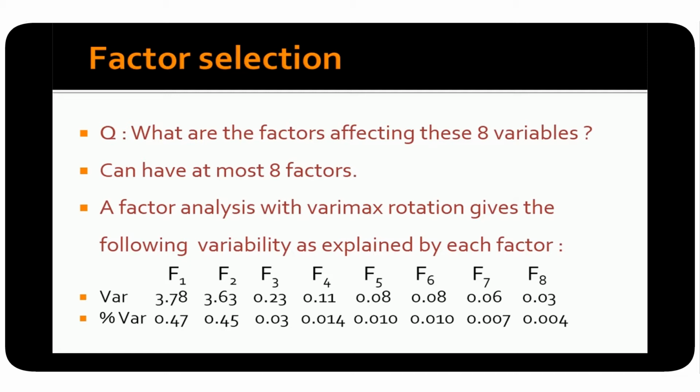And what comes out is that if you look at the percentage of variance explained, you will find that the first factor explains about 47% of the total variability, whereas the second factor explains about 45%, the third factor 3%, and then on it goes smaller and smaller. So, the fourth factor is 1%, 1.4 in fact, and it becomes even smaller for the fifth, sixth, etc.